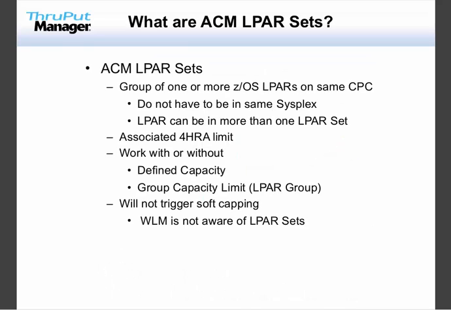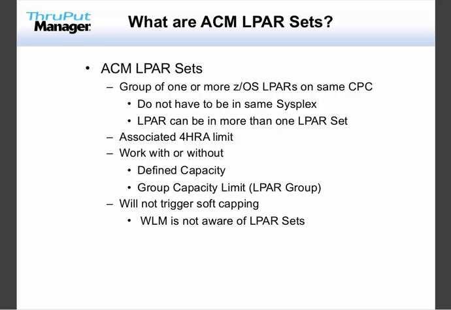Thanks, John. Let's start by explaining what an LPAR set is. Well, an ACM LPAR set is an installation-defined group of one or more z/OS LPARs that are on the same CPC. These LPARs do not have to be in the same sysplex, and each LPAR can be in more than one LPAR set. Note that this is an improvement on LPAR groups, where an LPAR can be in one and only one LPAR group. Each LPAR set has an associated 4-hour rolling average limit that is used by ACM. We will see that shortly.